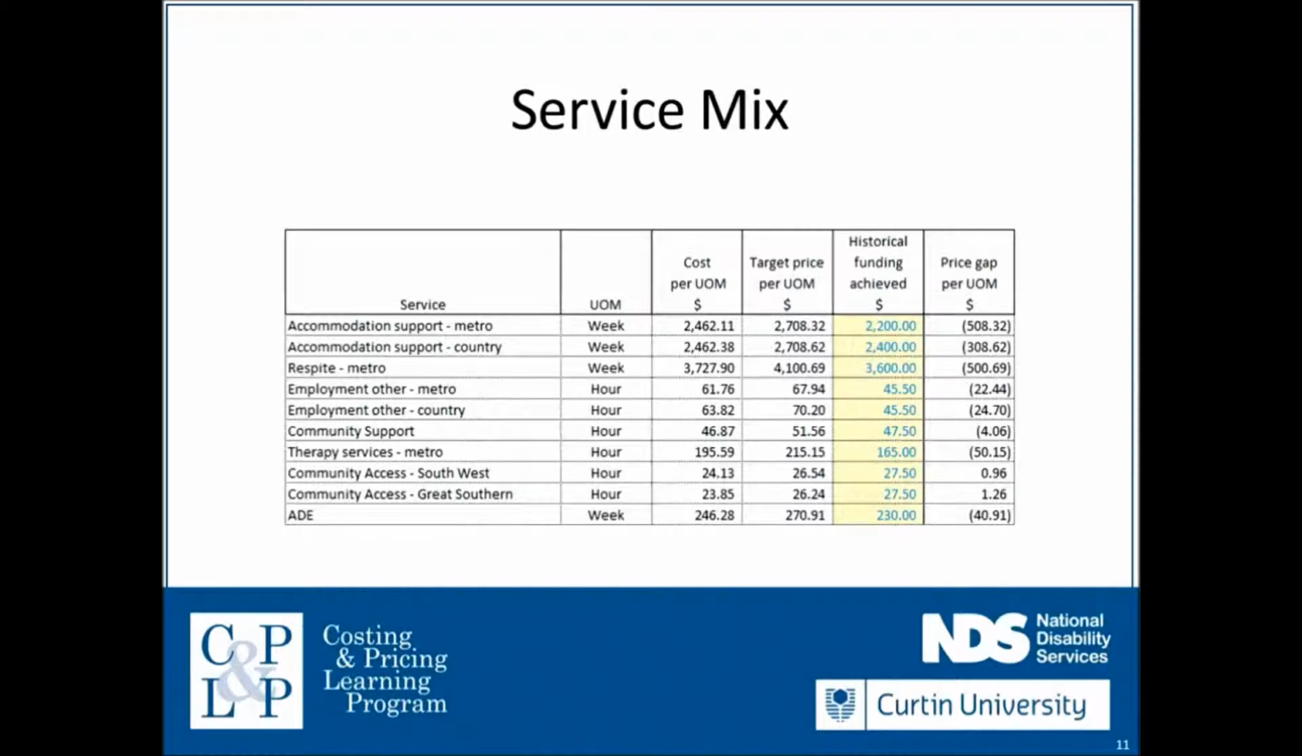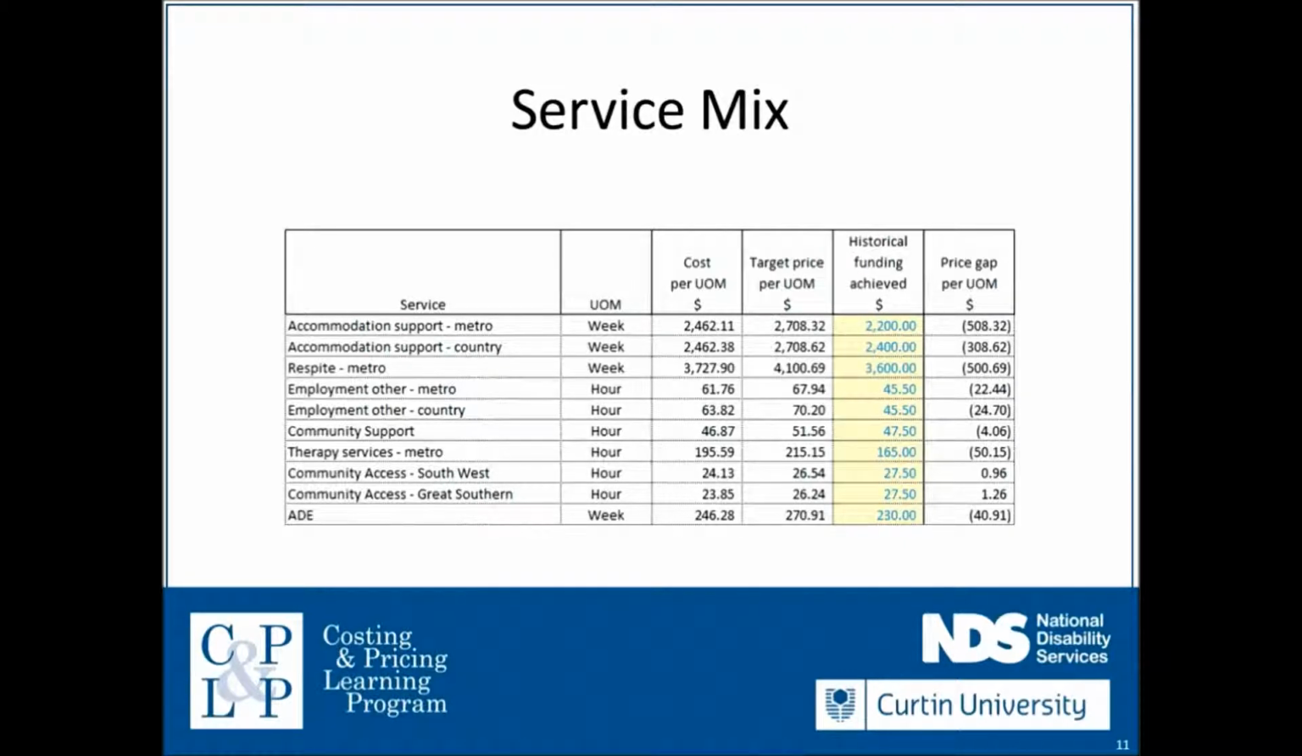This chart shows the target price gap for each unit of measurement provided by NCG. That's the organisation that is featured in the macro case study. As can be seen, each UOM results in a negative target price gap. This is not unusual under the NDIS regime as it is at the moment. So more broadly, in the Costing and Pricing Learning Program, we discuss service mix more deeply, and we use a number of elements to give us a better demonstration of service mix within that macro case study.